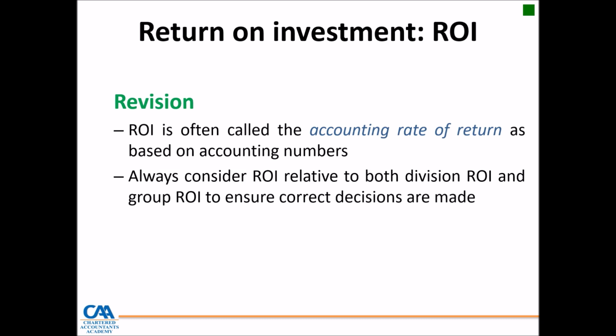The division, to promote goal congruence from a group's perspective, should not accept the project, although it is a higher return on investment as per the divisional return on investment. The project's return on investment is actually lower than the group's return on investment. So from a group's perspective, the project should not be accepted.